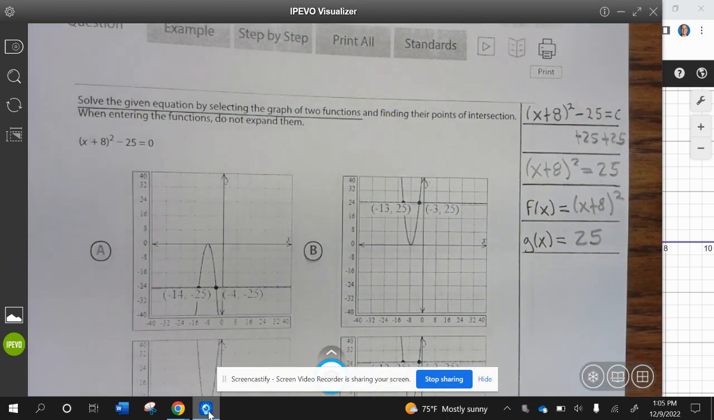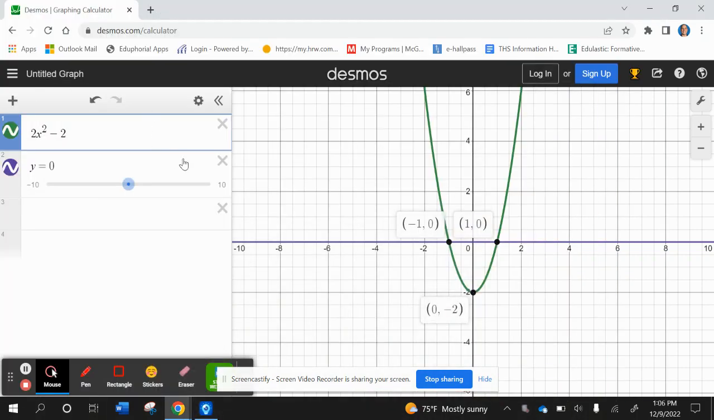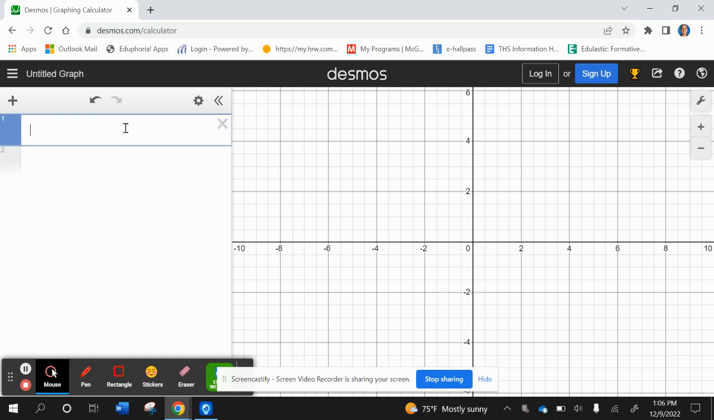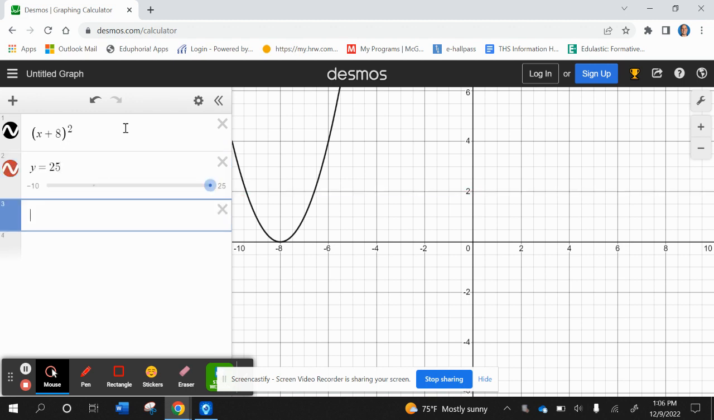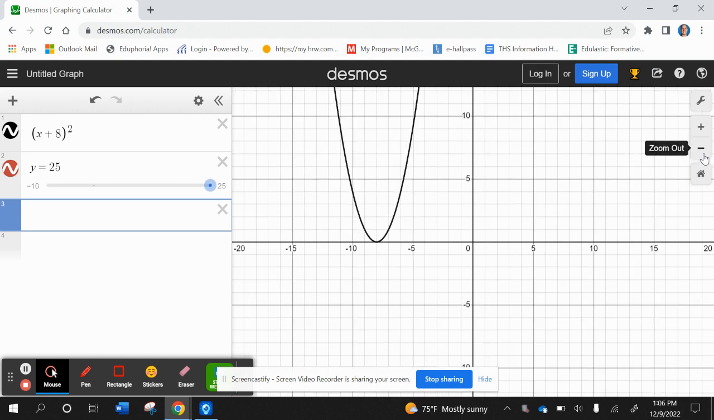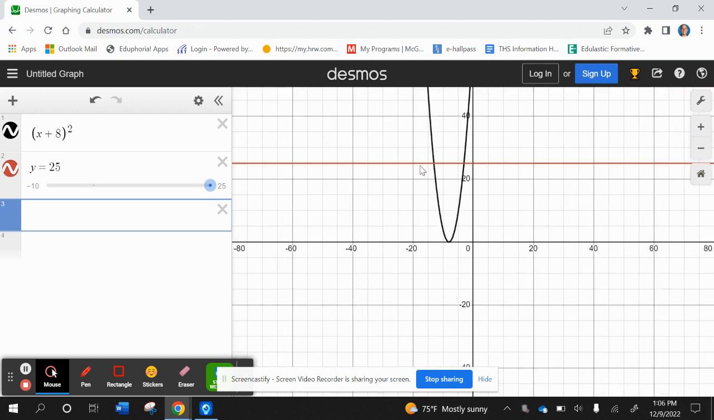All right, so let's graph that in Desmos. So we're going to exit out the previous problem, and then parentheses x plus 8 squared, and then y equals 25. Now we're going to need to zoom out until we see both graphs. We do. We click on our points of intersection. So we see that x equals negative 13 and x equals negative 3.